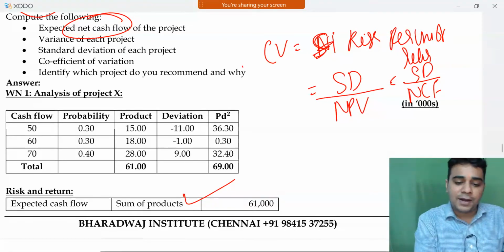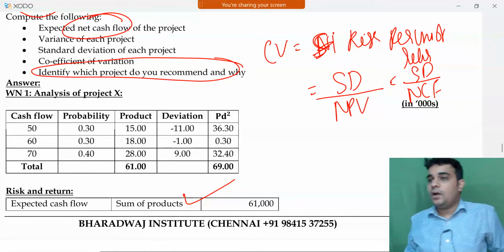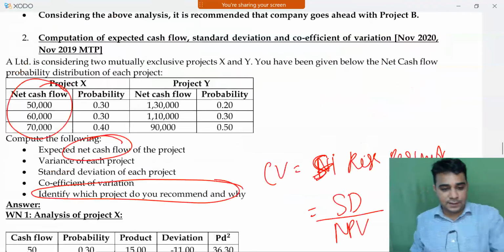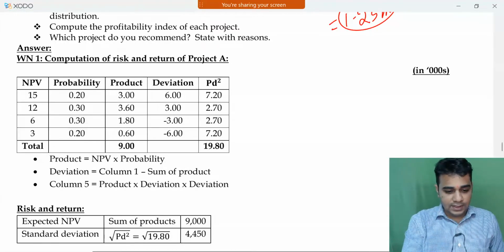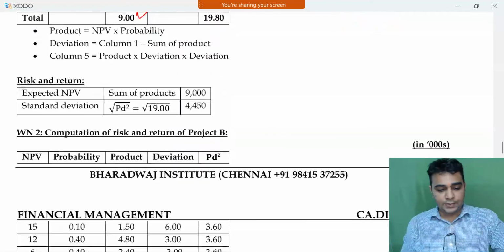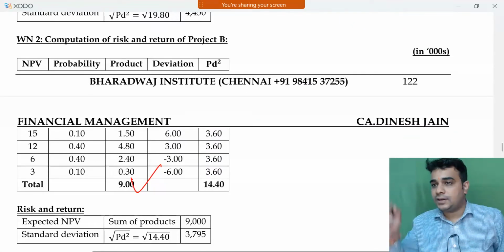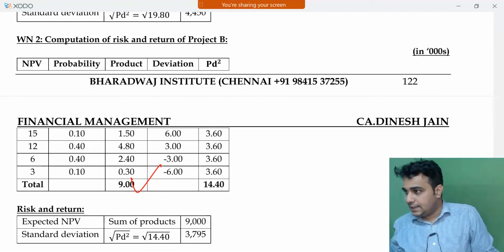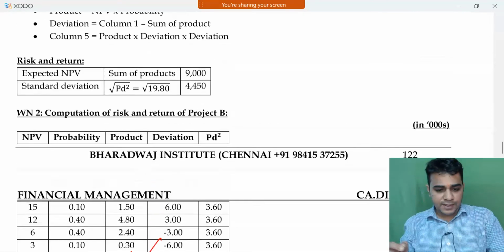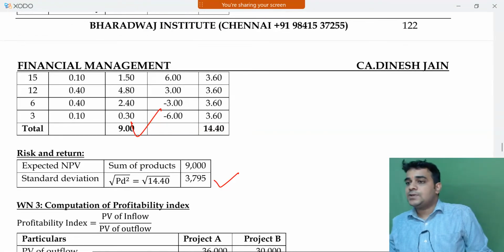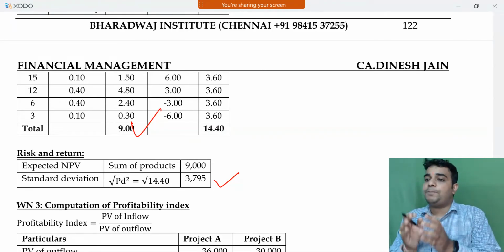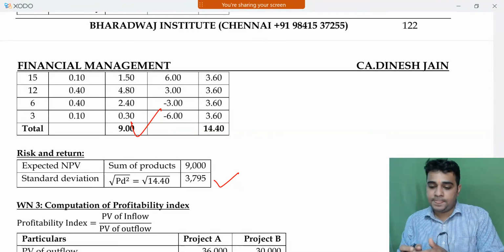Now the last part of the question may ask you how to select a project. For example, if you look at the previous question, the NPV was 9,000. This also is 9,000. The return is the same for both projects. But from a risk point of view, this was 4,450 and this is 3,795. So I will select the project which gives me the lower risk.